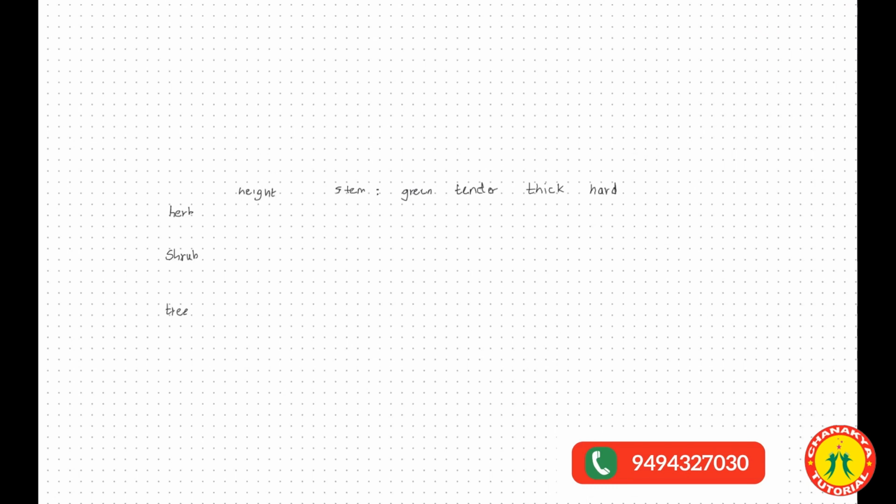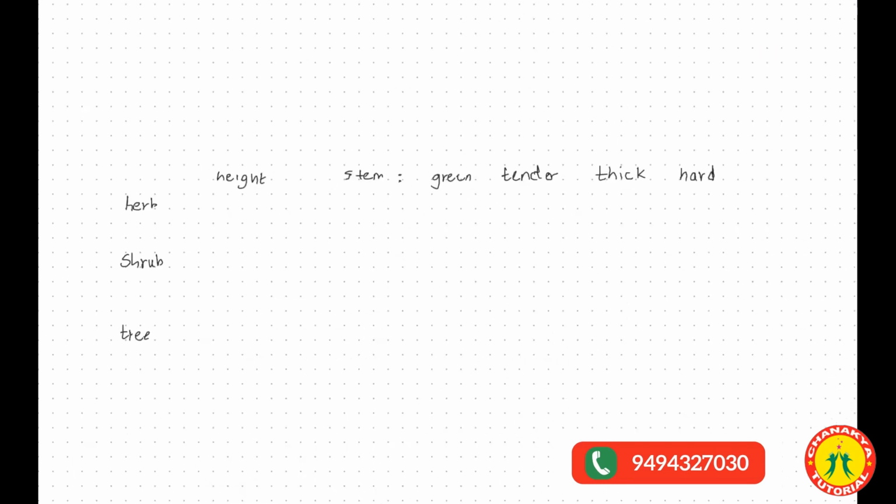Okay, after height, write stem. After stem, put 2 dots and write in the same line. Write green, leave some space. Write tender, leave some space. Write thick, leave some space. Write hard. So it's going to be height, stem, green, tender, thick, hard.